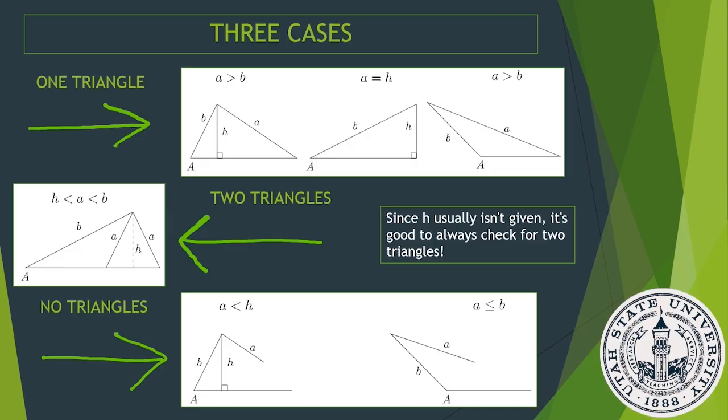If your given side A is greater than side B, or if side A is greater than the height of your triangle, there's only one possible triangle that you can get. If side A is less than B and greater than H, there are two possible triangles. Finally, if side A is less than H, and if you have an obtuse triangle and A is less than B, there are no possible triangles. These rules are kind of hard to notice when first looking at the problem and what is given, so to be safe, we should always just check for two different triangles.